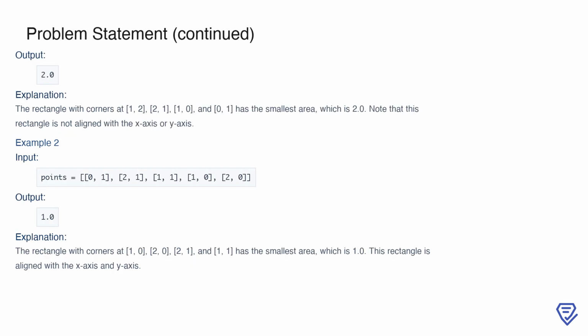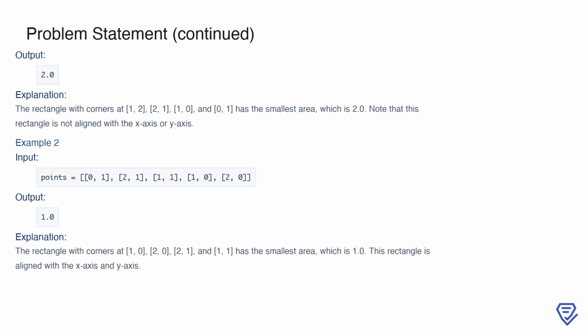The output for the example input (1,2), (2,1), (1,0), (0,1) is 2.0. In this case, the rectangle with corners at (1,2), (2,1), (1,0), and (0,1) has the smallest area of 2.0. Notice that this rectangle is not aligned with the x-axis or y-axis but is instead oriented at an angle.